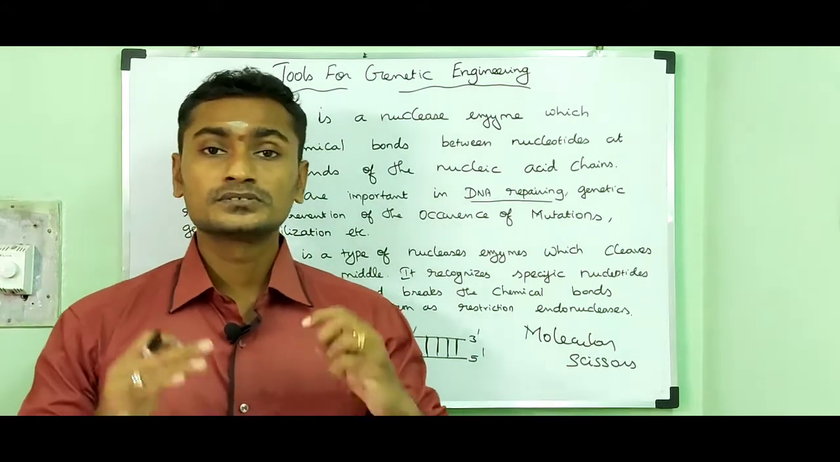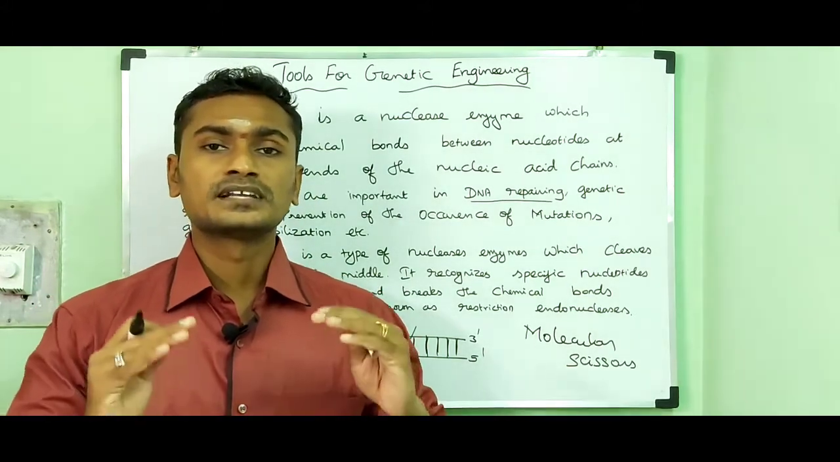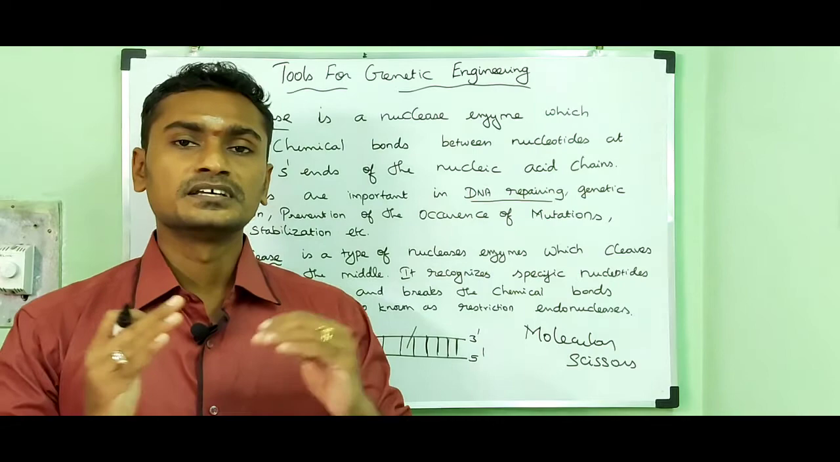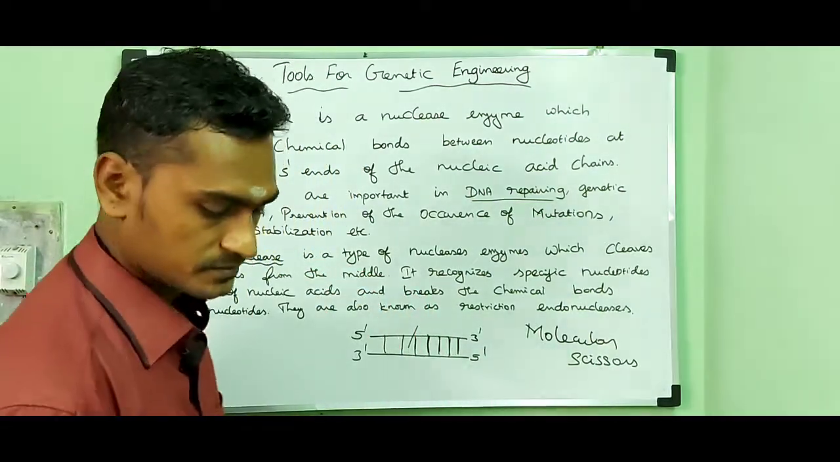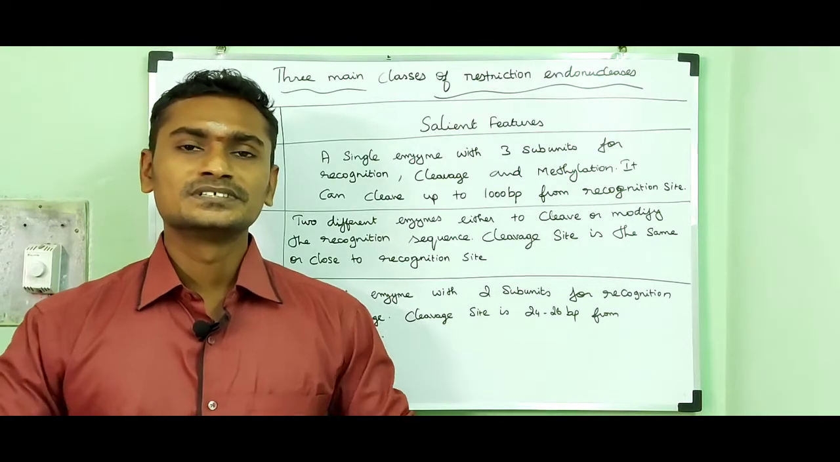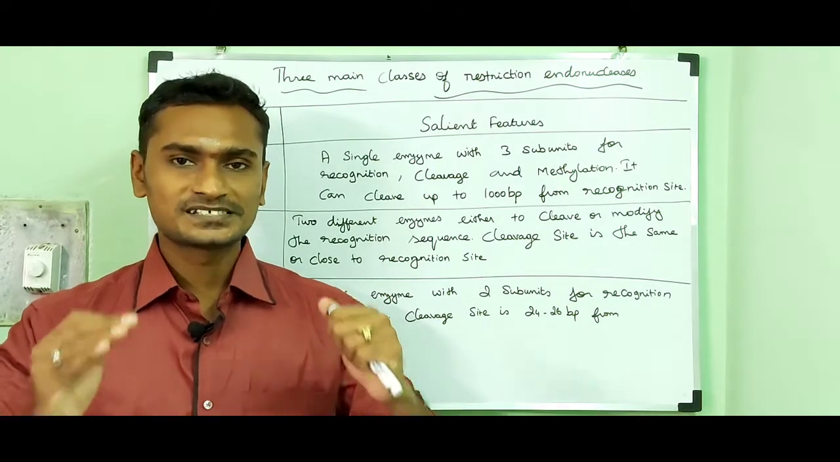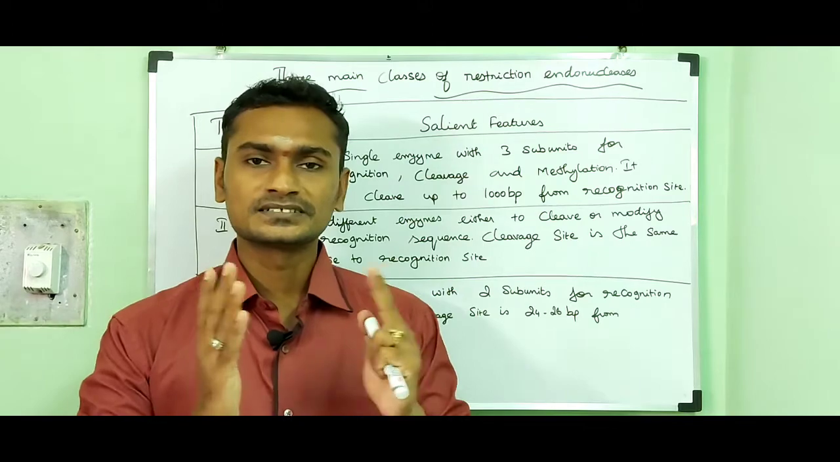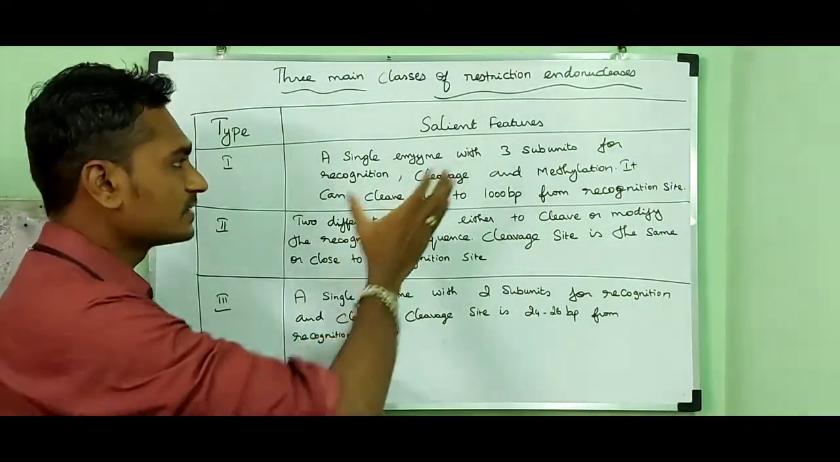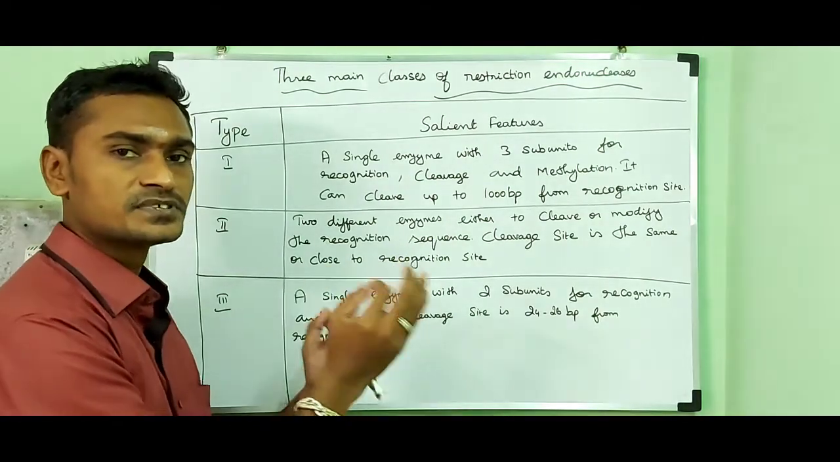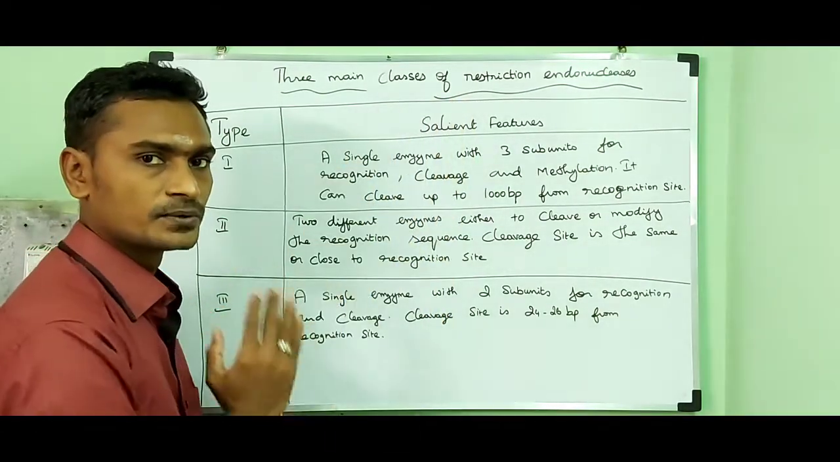Then I am going to tell about the three main classes of restriction endonucleases. Let us talk about them. There are three types: type 1, type 2 and type 3. Here I have written the characteristic features of the restriction endonucleases.